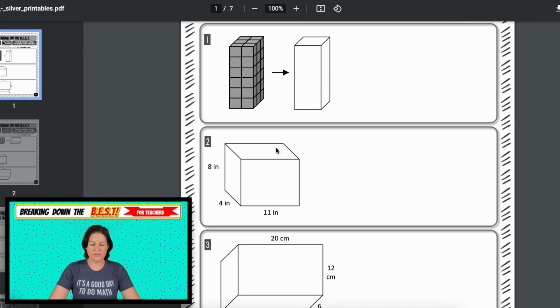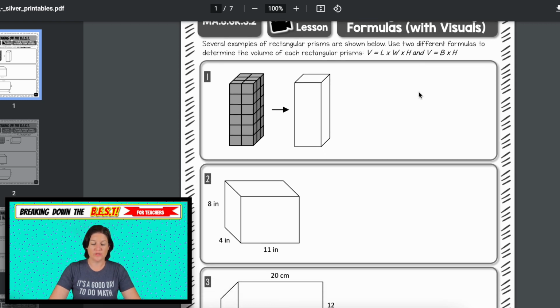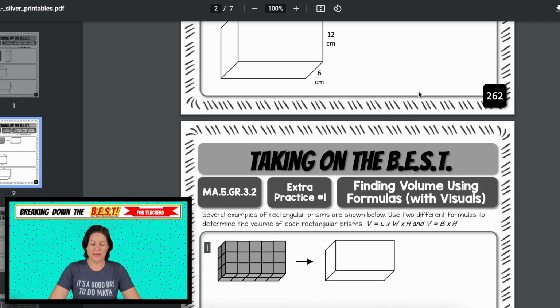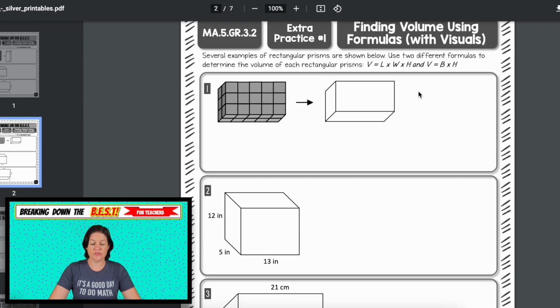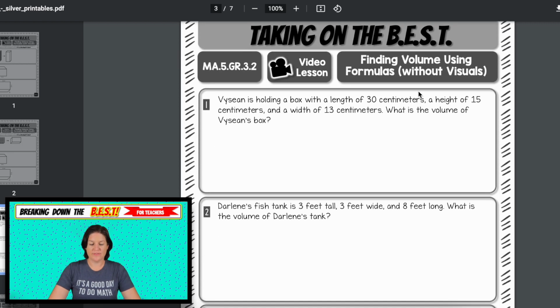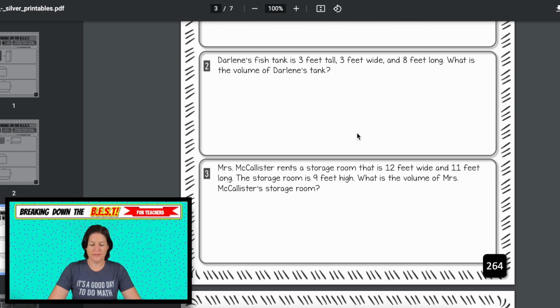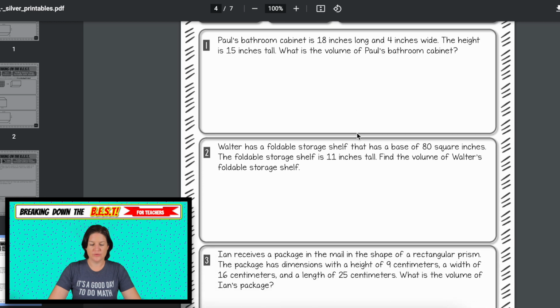Break it down using notes, using the formulas, using volume equals length times width times height, and volume equals base times height. We're going to use the 2 different formulas. And then they'll have extra practice that looks just like what we did in the video lesson. Then the next video lesson, this time we have the finding volume using formulas without the visuals. So all the information is provided except there's not a visual to go along with it. Then extra practice for students here.